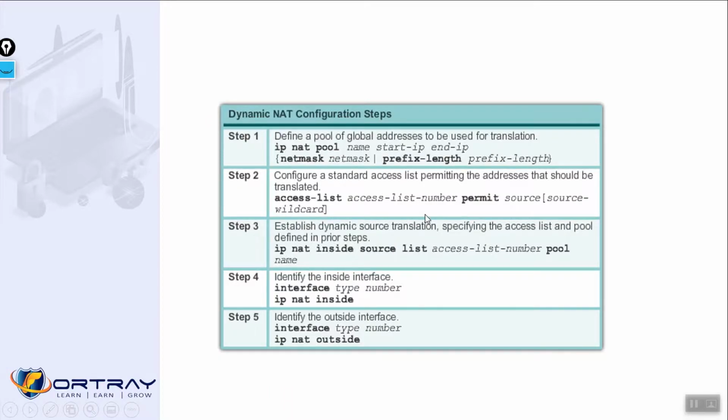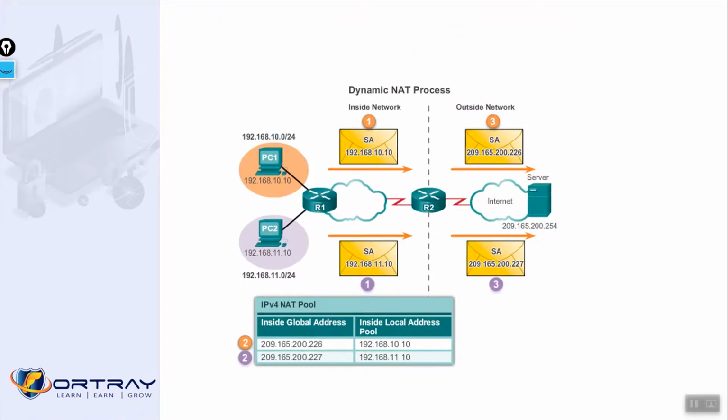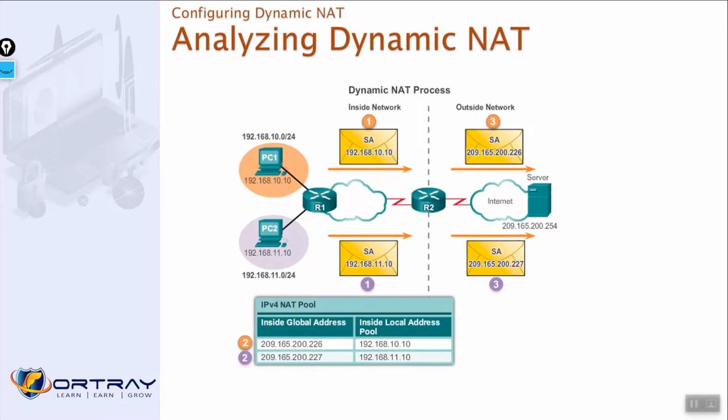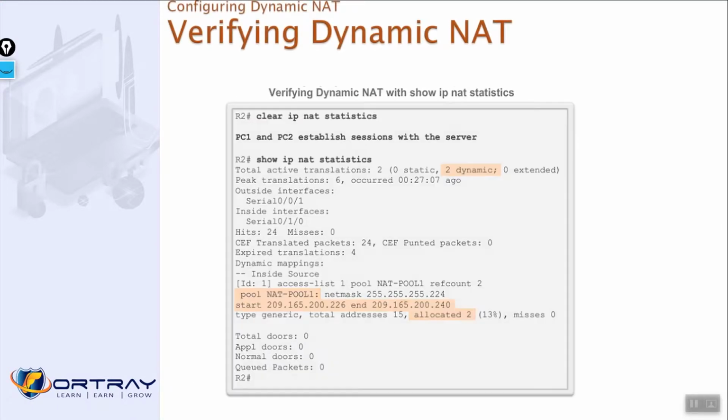Access list, we can also configure IP NAT inside source list, inside and outside. So we apply this inside and outside. That's a dynamic NAT operation. Show IP NAT translation and show IP NAT status.